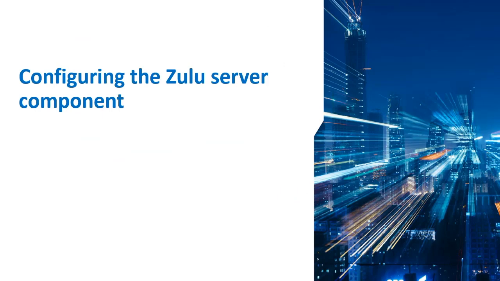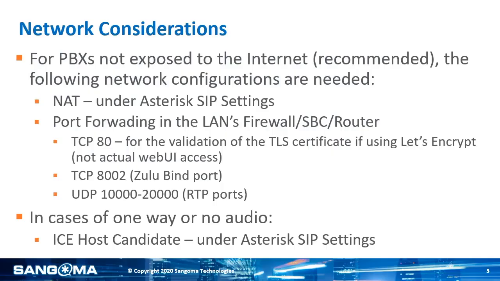Configuring the Zulu server component. First, some network considerations. For PBXs that are not directly exposed to the internet, which is actually recommended, the following network configurations are required. NAT, network address translation. This is configured in the PBX under SIP settings. Port forwarding must be set in any firewall, SBC, or router between the PBX and the internet. Specifically, the following ports must be forwarded.